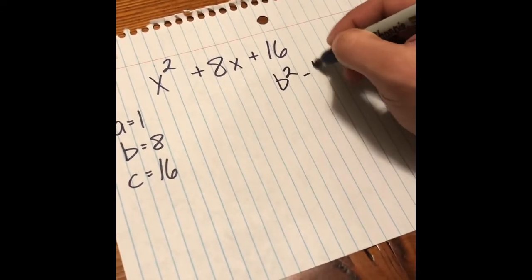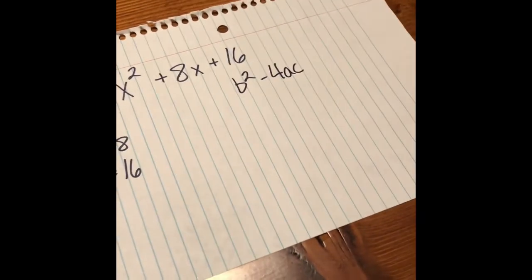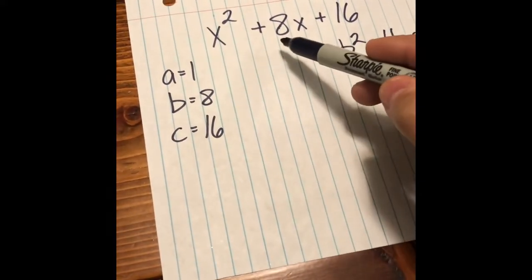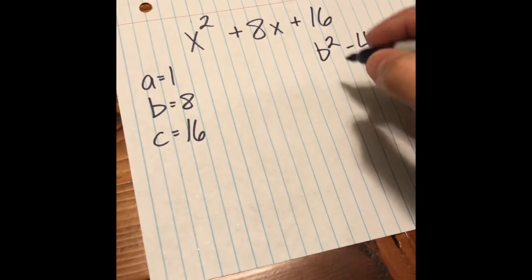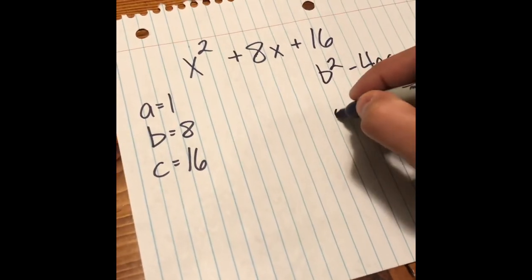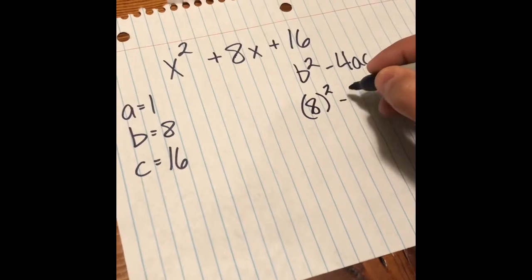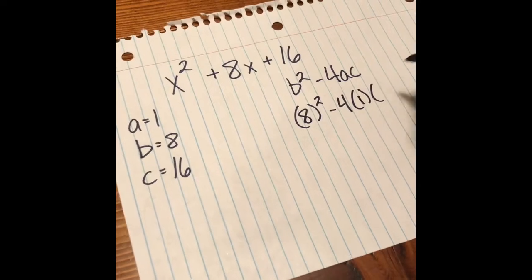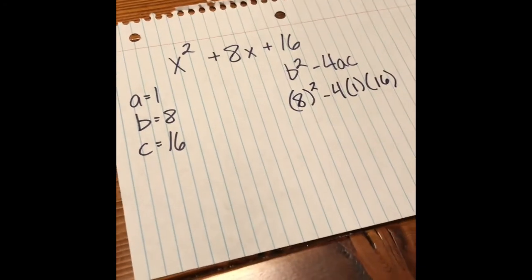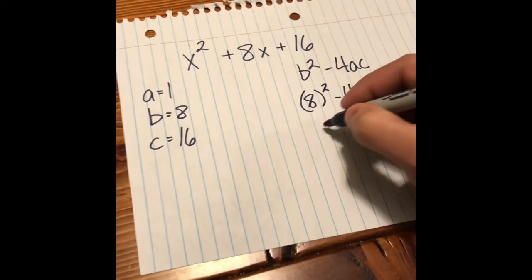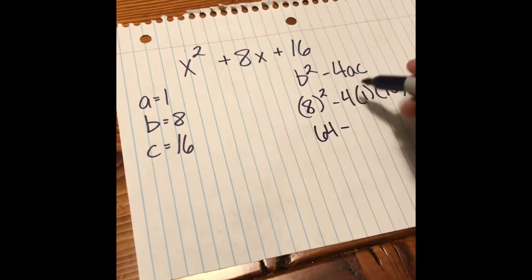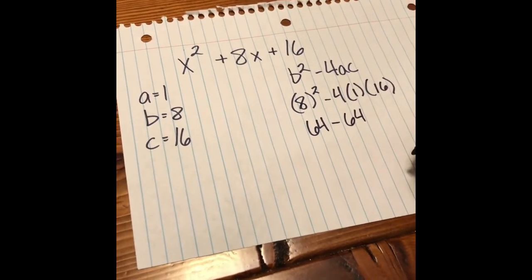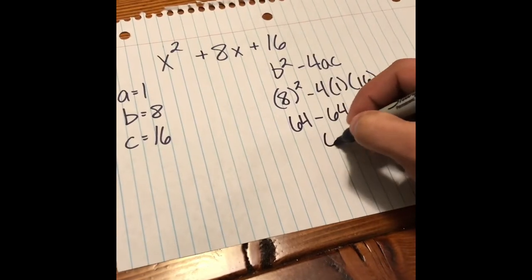Using the discriminant again, b squared minus 4ac. I'll keep writing it so it's engraved in your brains. So our A is 1, B is 8, C is 16. So I'll plug those in. So b squared, that is going to be 8 squared. We have minus 4 times AC. A is 1. C is 16. So we have 8 squared. That is 64. Minus 4 times 1 times 16, which just so happens to also be 64. And 64 minus 64 is 0.